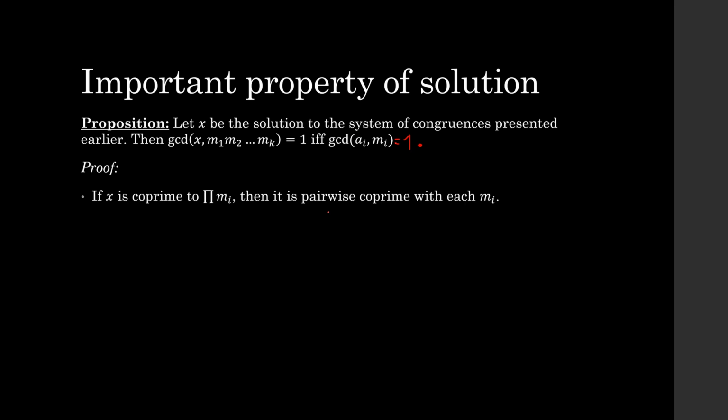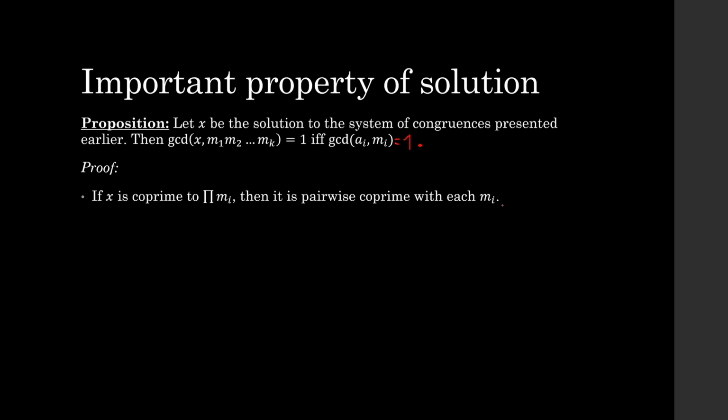Well, if x is co-prime to the product of all of these mi's, so first we're doing one direction, right? We're imagining this, and then we're going to show that it implies this, okay? So if x is co-prime to the product of all the mi's, this is just a more concise way to write this big product, then it's going to be pairwise co-prime with each mi, right?